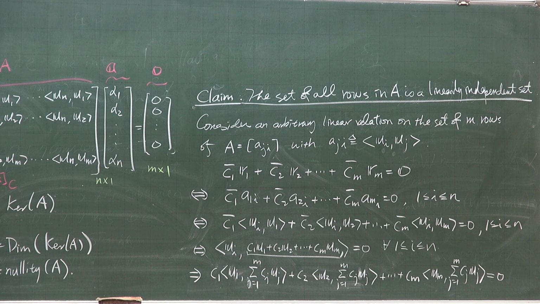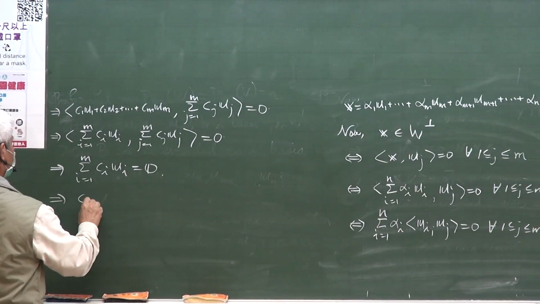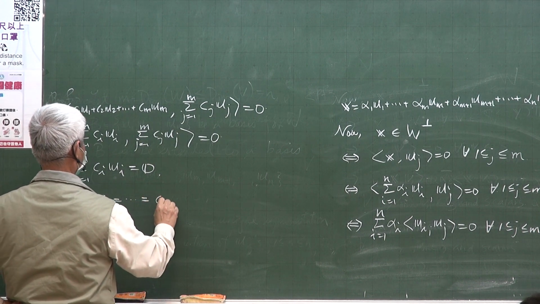If there is no confusion, then with linearity in the first argument, this implies that the sum over i from 1 to m of ci ui, with the sum over j from 1 to m of cj uj, equals 0. But these two vectors are the same. So by positivity of the inner product, we have the summation over i from 1 to m of ci ui equal to the zero vector. And because the ui's are linearly independent, c1 equals c2 equals up to cm equals 0.